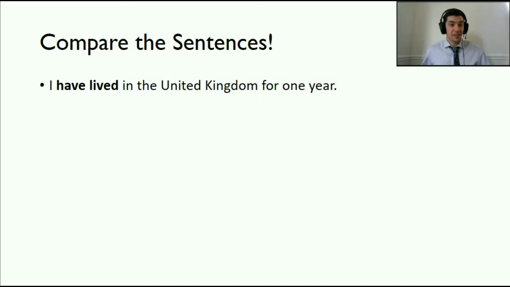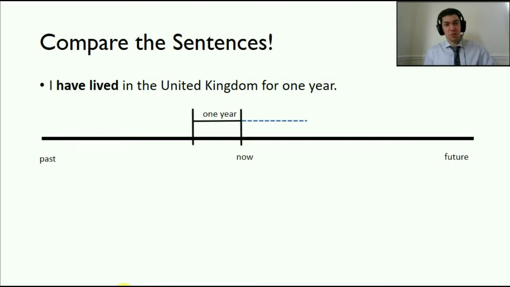So to begin with, let's compare some sentences. The first sentence here is, I have lived in the United Kingdom for 1 year. We can represent this in a different way. Here we've got the past, we've got now, and we've got the future. So this is something that started in the past, and it's unfinished.